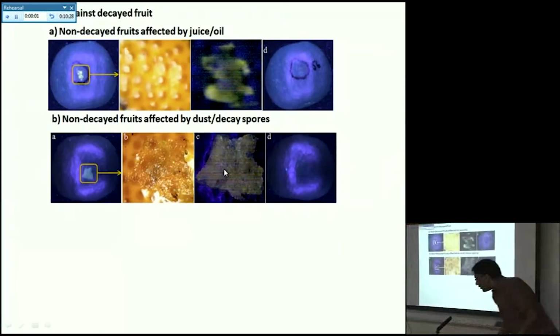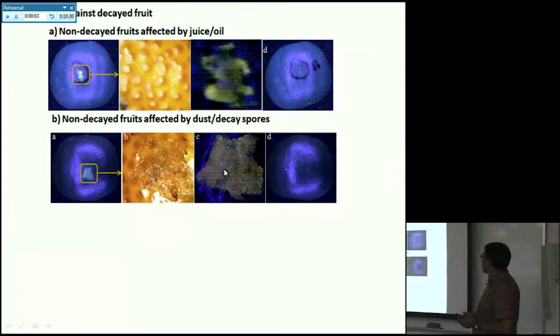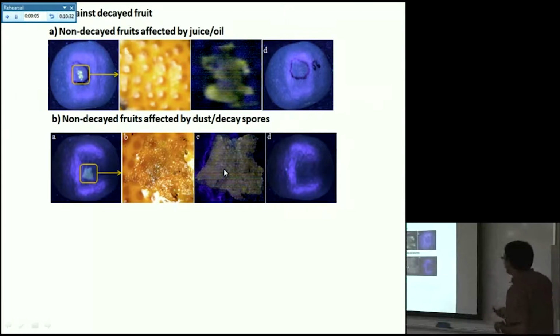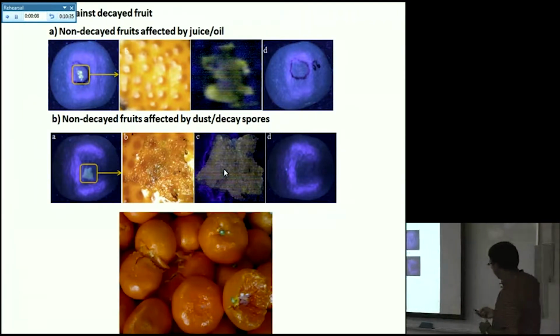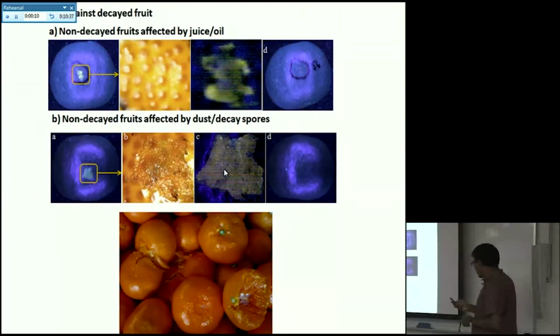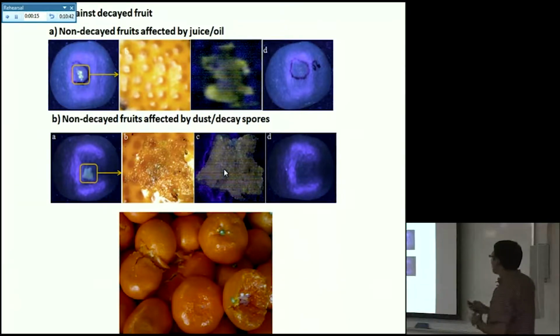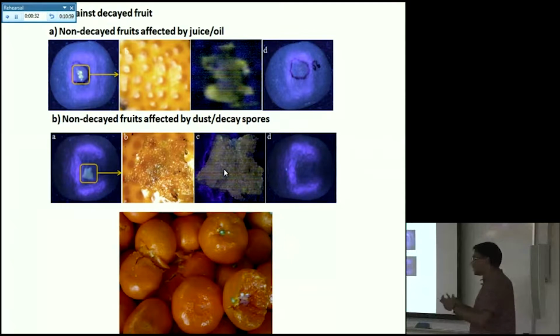And the next group is rubbing against decayed fruit. Sometimes you see here the decayed fruit like this. After harvesting, the fruits are packaged into containers and transported to the packing house. So in the container there are these types of severely rotten fruits, and from these fruits, juice comes out and some dust, they collide with each other, hitting each other, and make some pieces of dust.